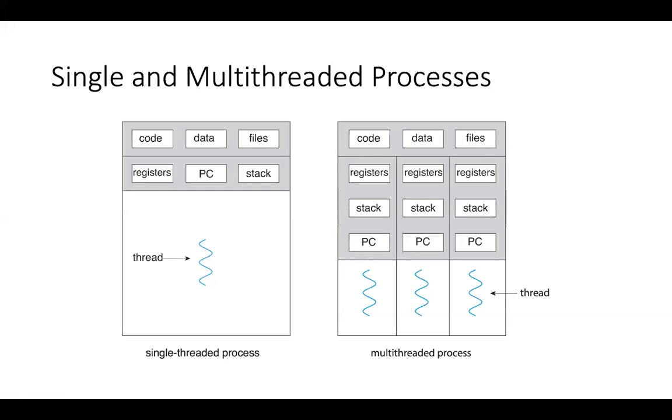So you still have the program counter, you have the stack, you have the registers, and then of course you have that layer of the code, the data, and the files. So you realize that of course the multi-threaded process will be faster compared to this. So this more or less runs one process at a time because it has a single thread.